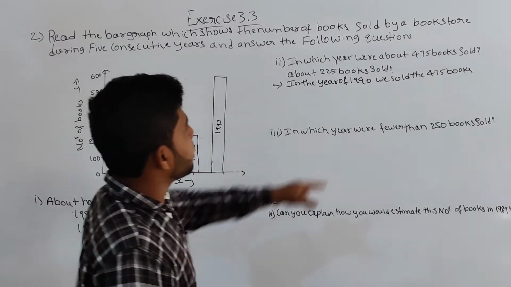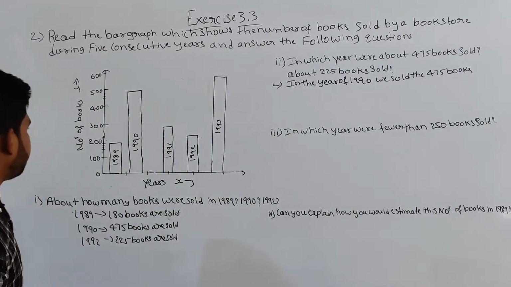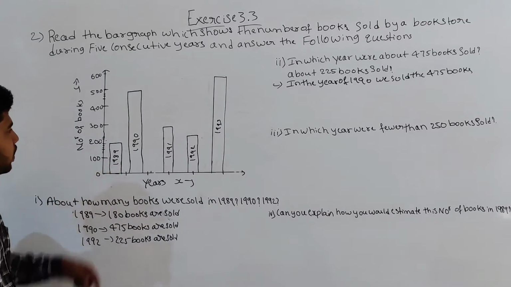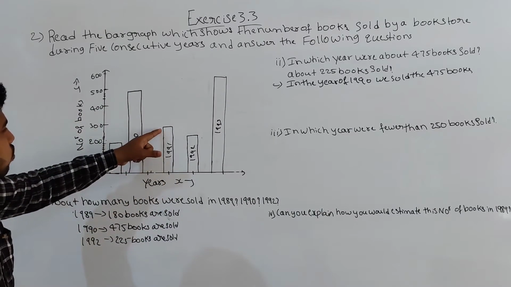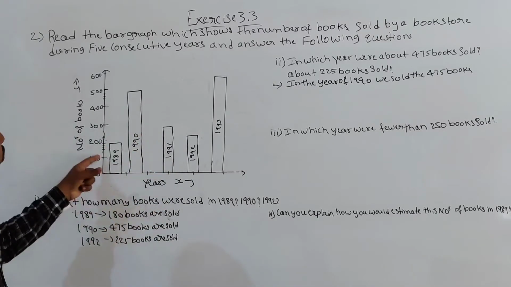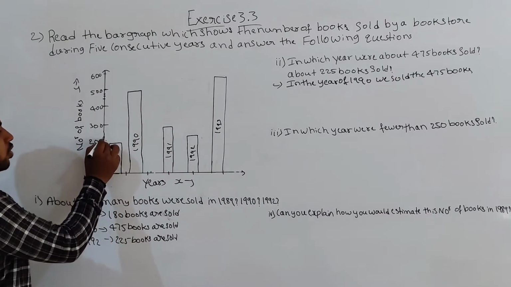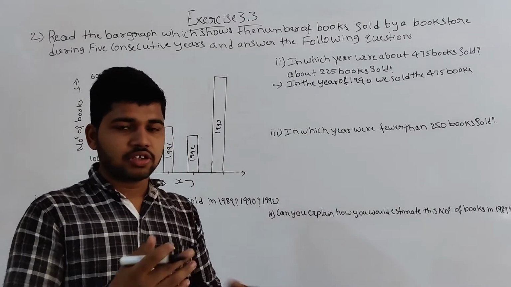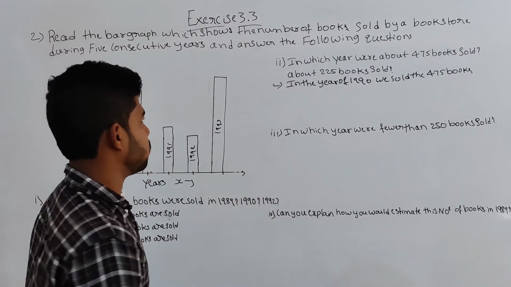Coming to the second question, about 225 books are sold. In which year were 225 books sold? Look at the graph here. It is below 200, it is 180, and it is 475. Already we got the question, and it is nearly 280. We got the third graph. In the year 1991 we got nearly 280. Look at the fourth graph, 1992. We will get the books. Already we will get 210, 220, 225. In the year 1992 the bookstore sold 225 books.